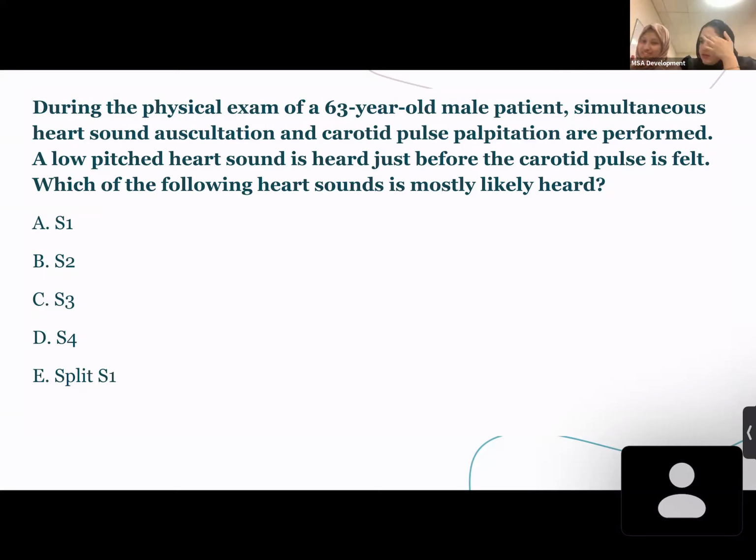Do you want to explain what S4 means to you? Because it is before S1 and S2. That's right. The S4 is before S1 and S2. S4 sounds because it comes right before the closing of the mitral and tricuspid valve. Okay, so the right answer is D. Good job.